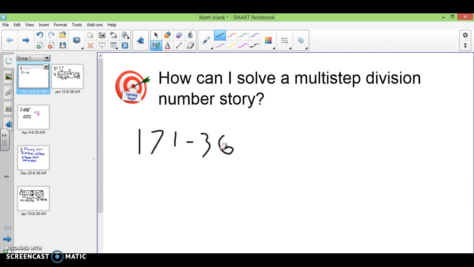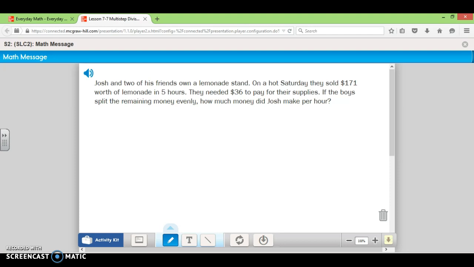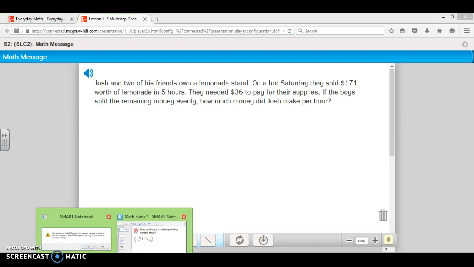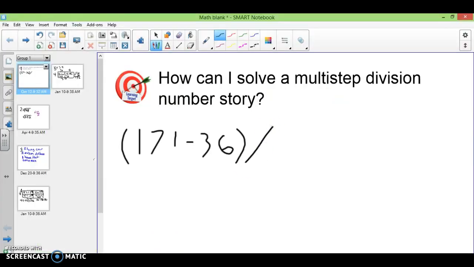And then do 171 minus 36, because I need to know how much they have left over after they paid for their supplies. And I can put a parenthesis there to show I do that first. Then, when I go back here, we want to know how much they made per hour to figure out how much Josh made per hour. So I need to divide it by 5. I'm going to put a second parenthesis there to show to do that next.